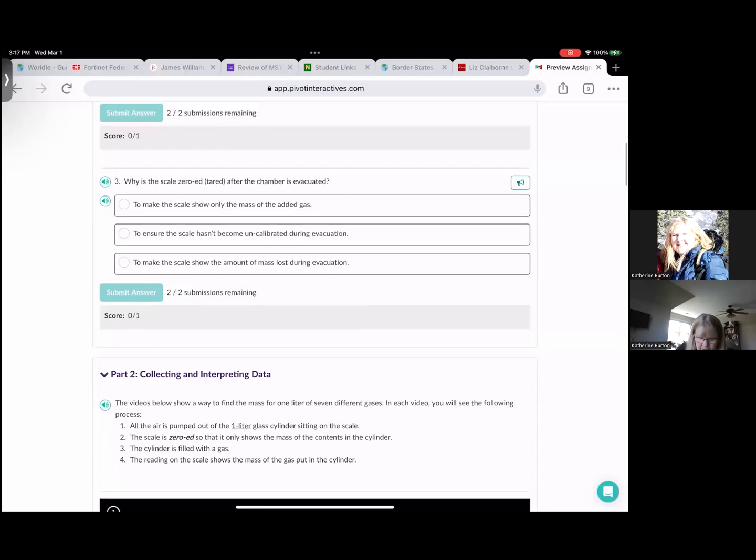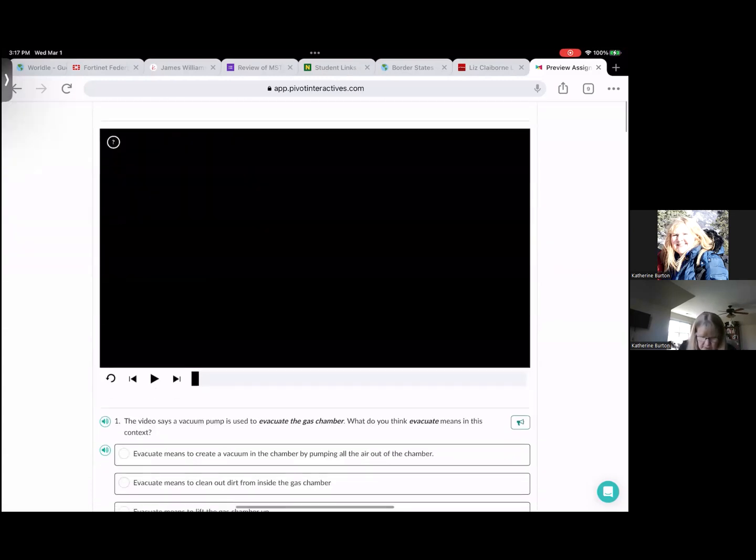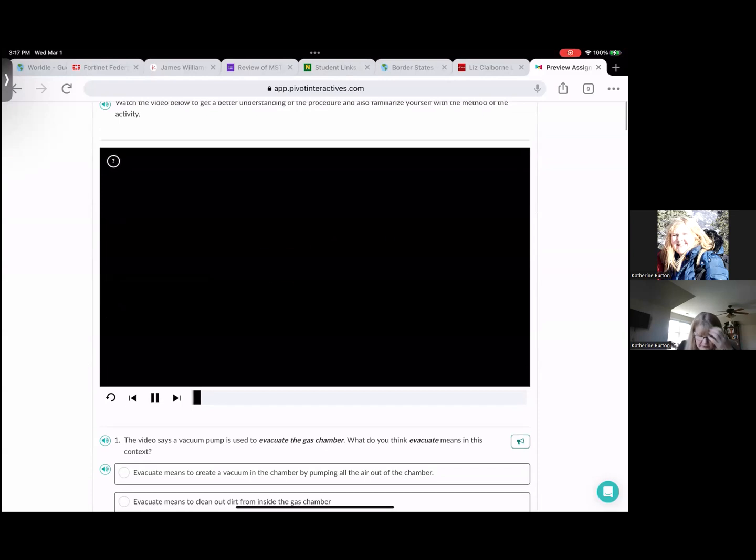All right, so we're looking at the pivot lab, and in particular, this is a density lab, the density of the bubbles. And what we're going to do is look at density of gases. So you're going to start out here and look at the first video. In the first video, they're just explaining to you what they're going to be doing.